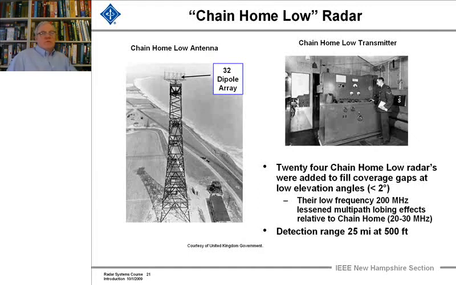One of the things we'll go over in propagation is that when you have very long wavelengths like this, like the Chain Home, there are gaps in the coverage at lower elevation angles. And the British built a higher frequency system of radars, at 200 megahertz as opposed to 20 to 30 megahertz, with the new technology that was being developed to fill in low elevation coverage at less than 2-degree elevation. And they could detect an aircraft coming in at 500 feet at a range of 25 miles.